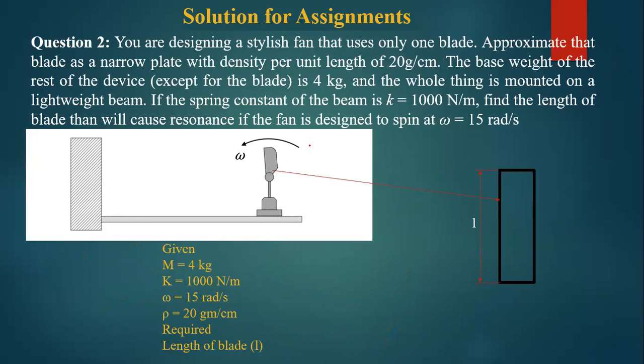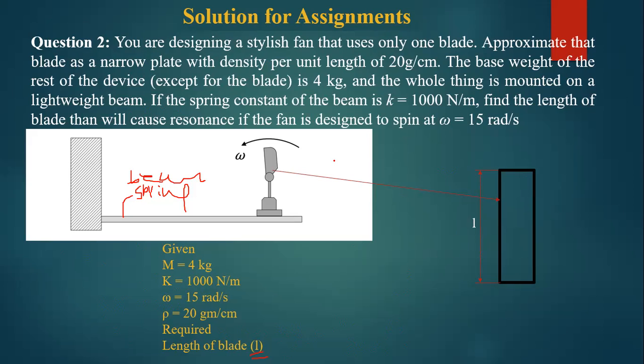Let's see. So this is the blade, only one blade. We have a given total mass of 4 kg. The stiffness of this is also elastic, meaning we can consider the beam as a spring. The rotational speed is the forcing frequency, 50 rad per second. Density is 20 grams per centimeter. What we are going to find is the length of this blade. Let's consider the length of the blade as L. So how can we calculate this?